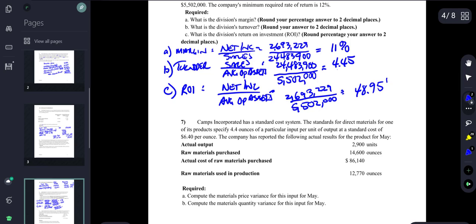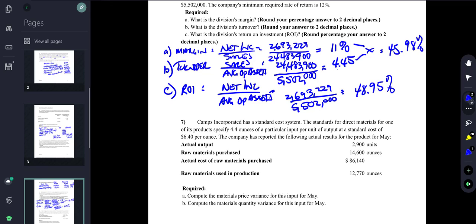However, there's another way to do it. Since we've already got the margin and the turnover, we could just take these two and multiply them together, and we would get the same thing. Now, we may get a slightly different number because of rounding, but it's going to be very close to that.